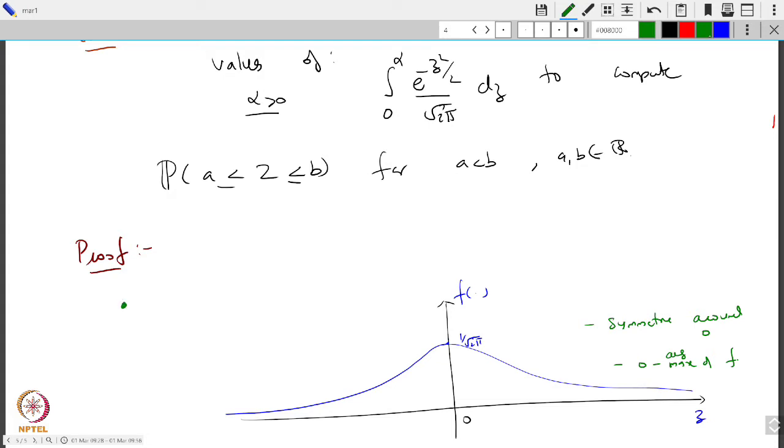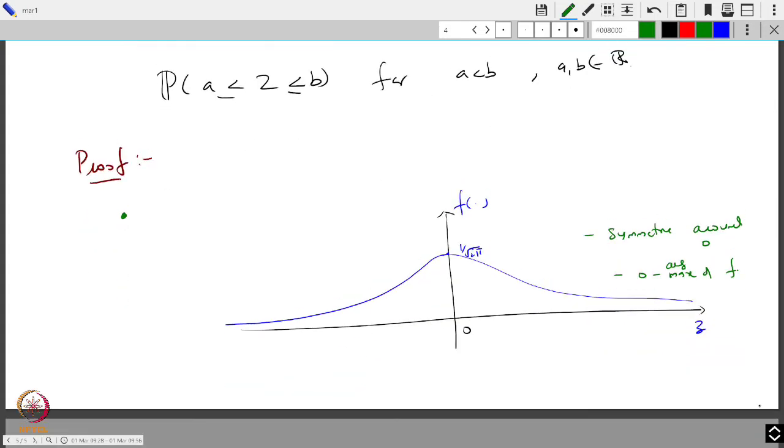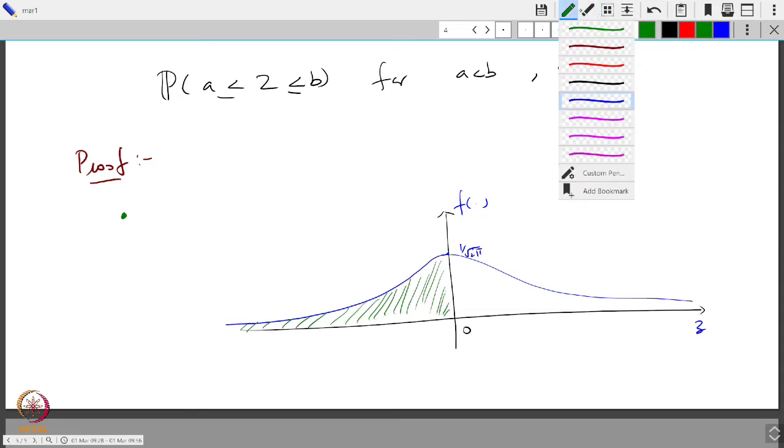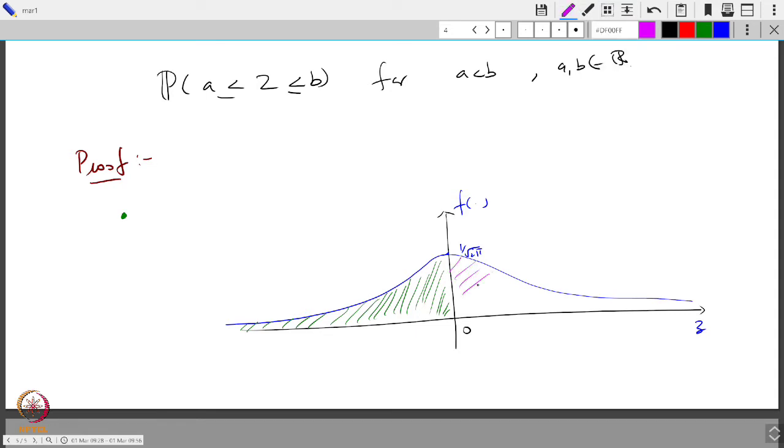That due to the symmetry of the function, let me color this part in green. The green area till this line, right? This green area is the same as the purple area on this side. So that should be clear just by the picture for sure.